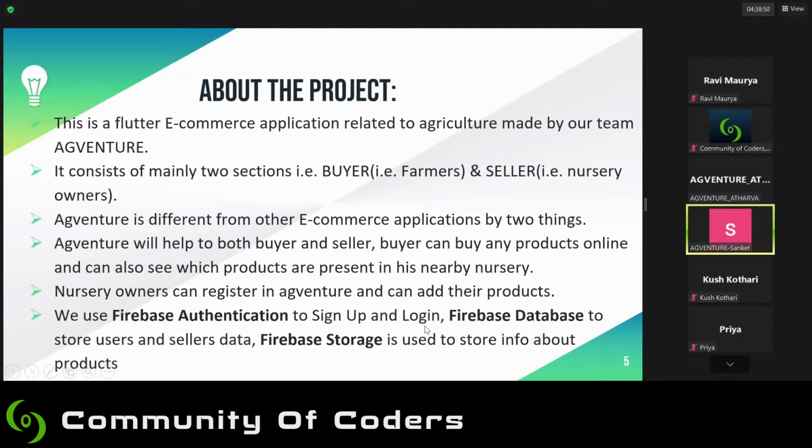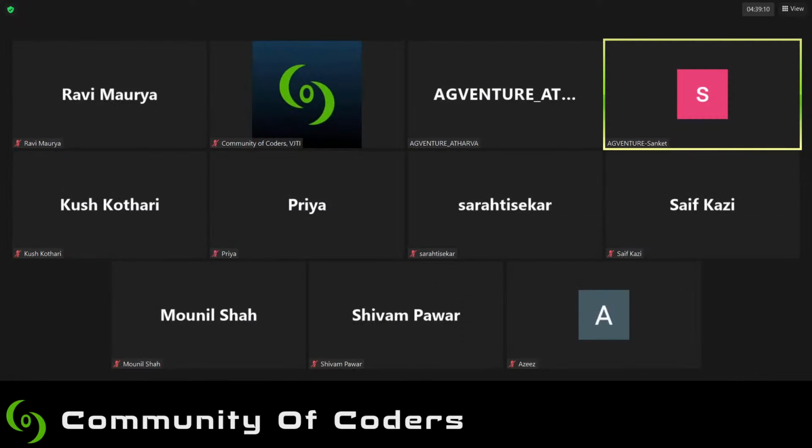A nursery owner can register in Adventure and can add their products. In this application, we use Firebase authentication to sign up and log in, and Firestore database to store users' data and sellers' data. That's all about the project. Now I would like to share the live demo of the application. Wait for a minute.